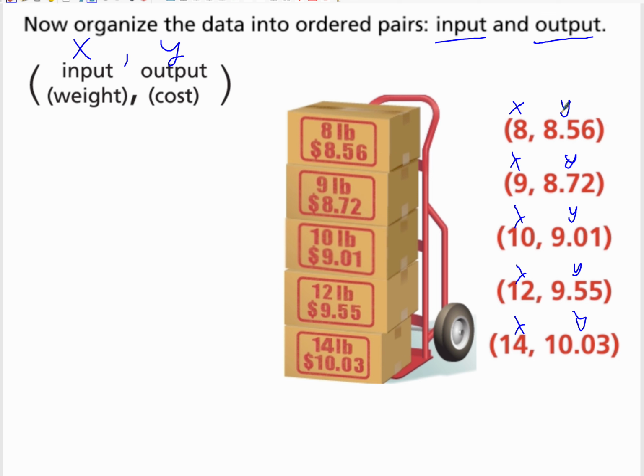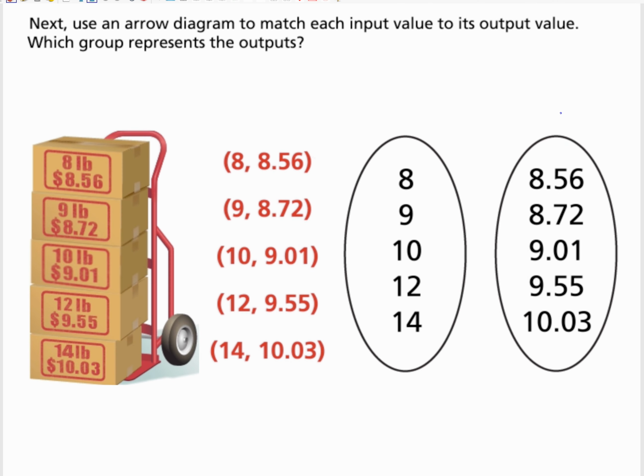So these are the steps we'll take. And then here's kind of the new thing. Use an arrow diagram, an arrow diagram to match each input value to its output value. So notice what they did. Where did they get these numbers? 8, 9, 10, 12, 14. Where'd they get those?